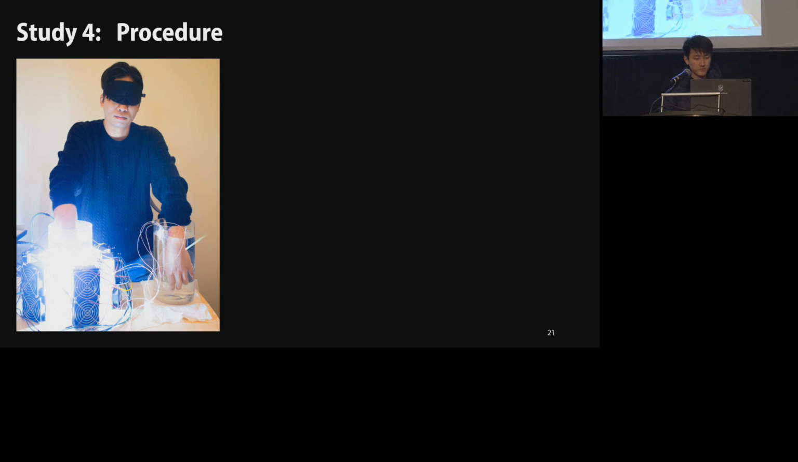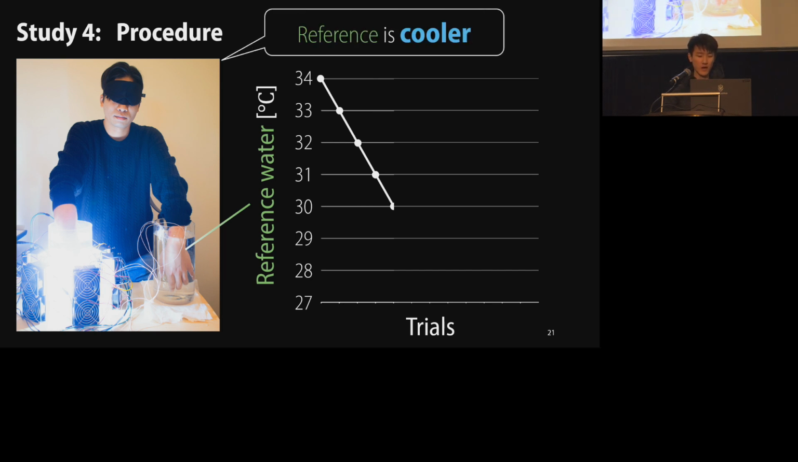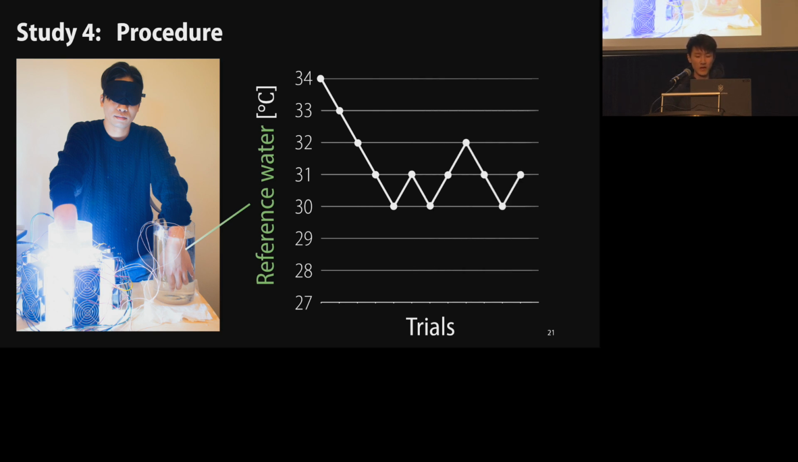And if the participant says the reference water is warmer, then I will decrease the temperature by 1 degree. I keep repeating it. And when he says it's cooler, then I will raise the water temperature of the reference. If you repeat this, you can guess the actual water temperature the user is perceiving on the hydro-optical one, the light one.